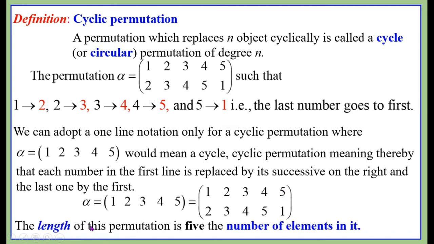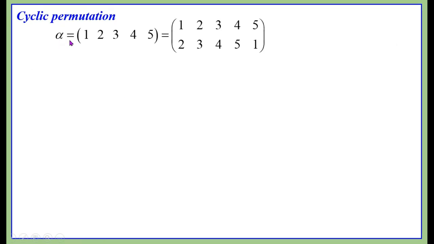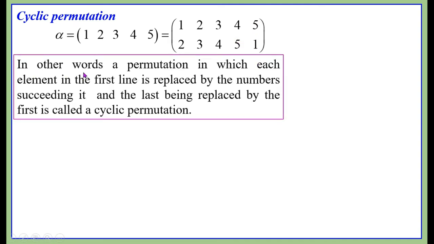The length of this permutation is 5, the number of elements in it. Alpha is equal to the cycle (1, 2, 3, 4, 5). That is, 1 goes to 2, 2 goes to 3, 3 goes to 4, 4 goes to 5, 5 goes to 1. In other words, a permutation in which each element in the first line is replaced by the number succeeding it and the last being replaced by the first is called a cyclic permutation.